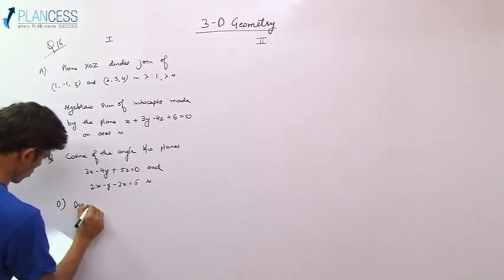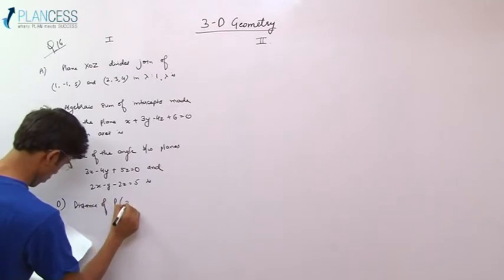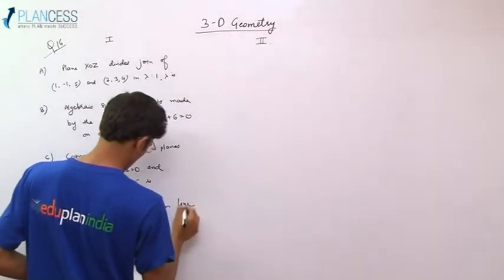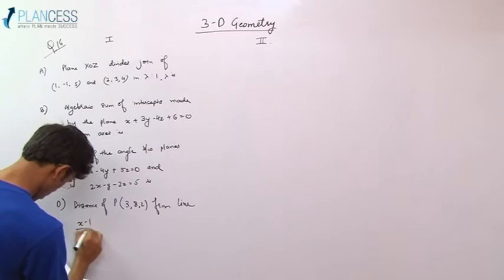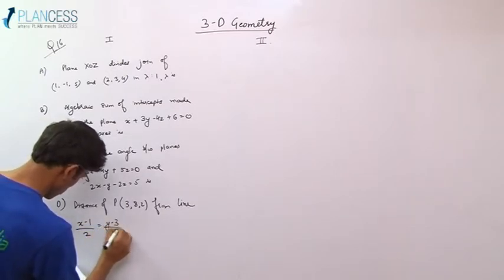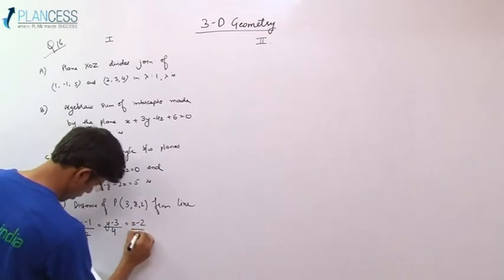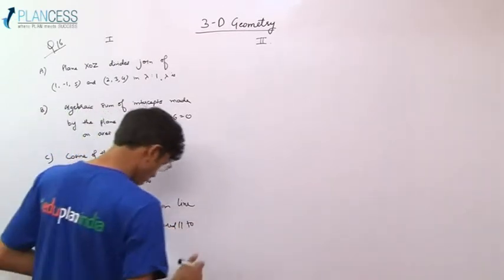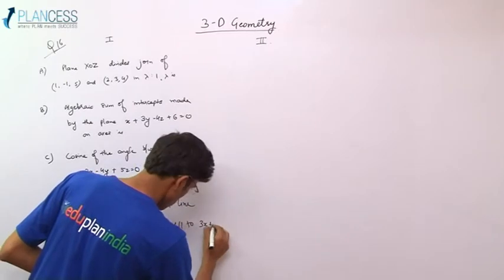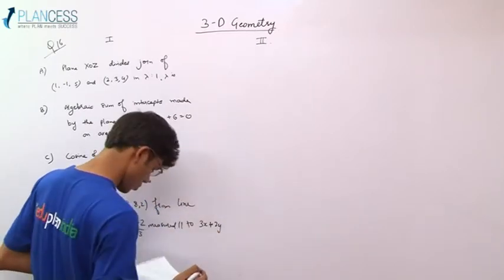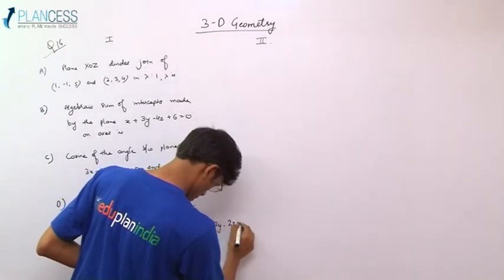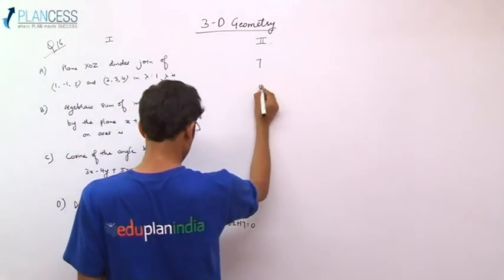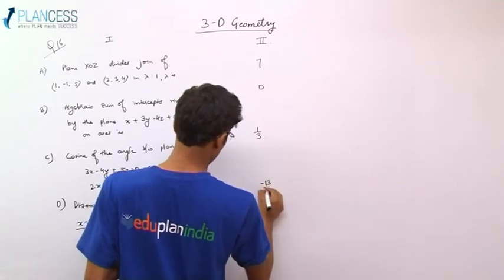Distance of P(3, 8, 2) from the line (x - 1)/2 = (y - 3)/4 = (z - 2)/3 measured parallel to 3x + 2y - 2z + 17 = 0. The options are 7, 0, 1 by 3 and minus 13 by 2.